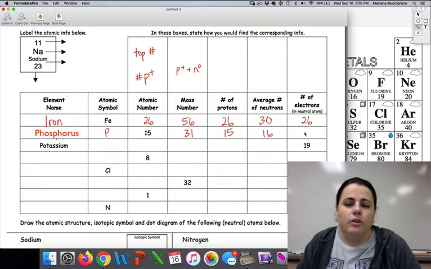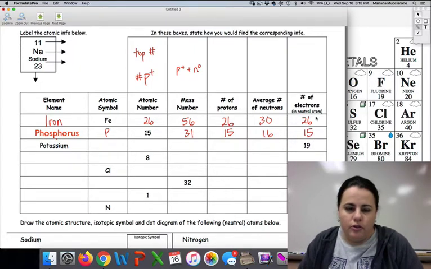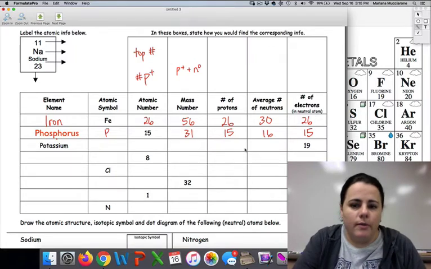You need to have equal amounts of positives and negatives in a neutral atom. So if there's 15 positive protons, there must be 15 negative electrons. I hope that makes sense, and you could finish doing the rest.